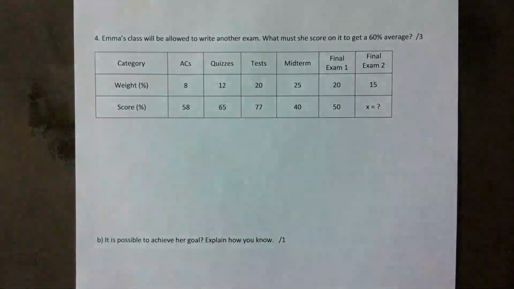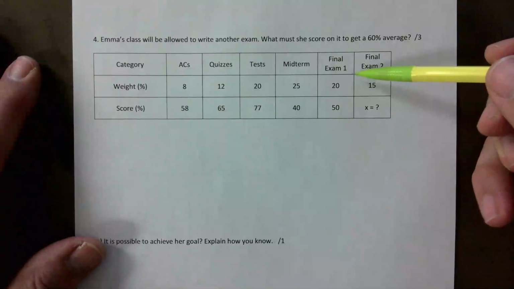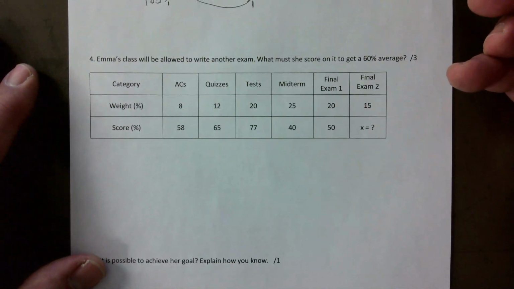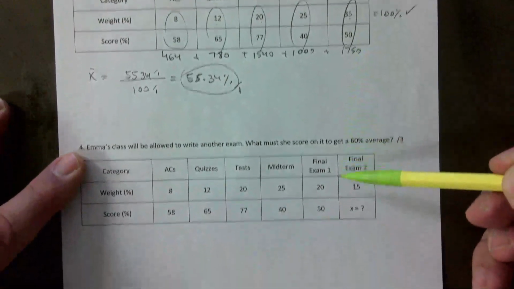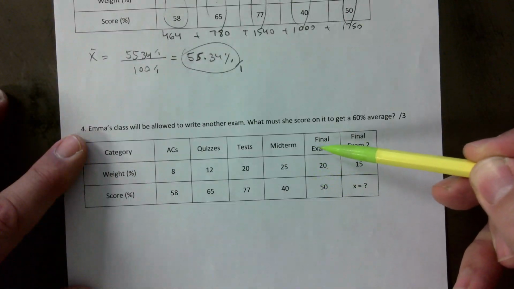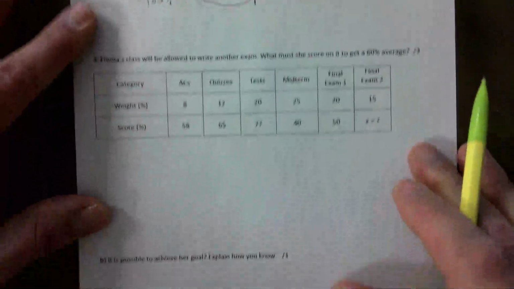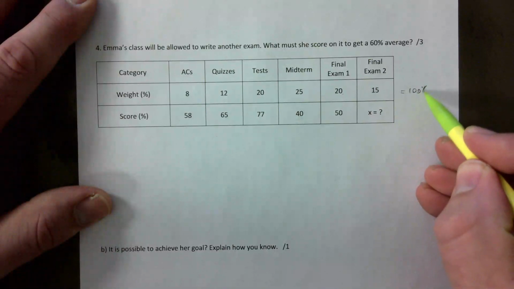Last but not least, Emma's class will be allowed to write another exam. What must she score on it to get a 60% average? So I don't know if you catch what happened here. The final exam was 35 before on the top here, and that got split up into 20 and 15, so it's still 35. Okay, so final exam 1, final exam 2. We check, this still adds up to 100%, so nothing changes there.